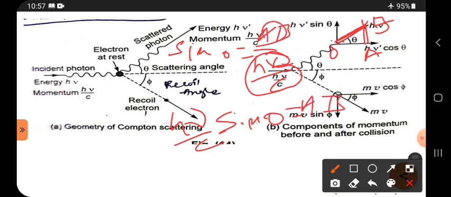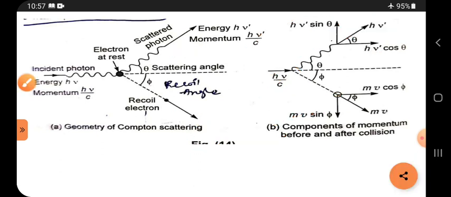So AB value is how much? h nu by c sine theta. See here, this is exactly parallel to this line. AB is parallel to this one, so it is parallel to the y axis. So the y component is what? h nu dash by c into sine theta.